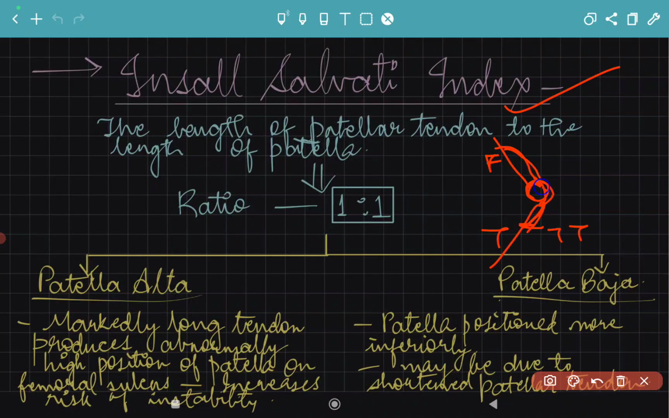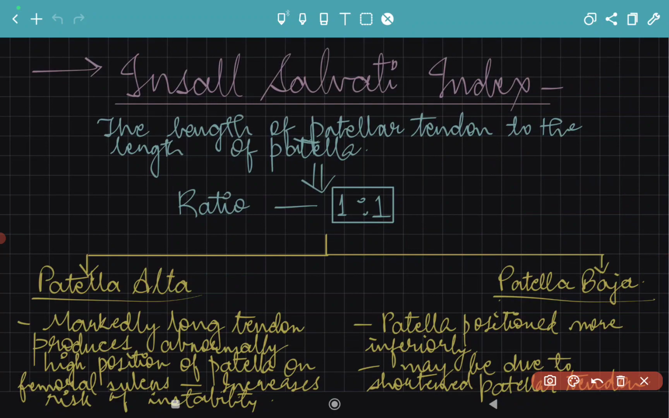Now, the length of the patella and the patellar tendon. The ratio of the length of the patella to the patellar tendon is 1:1 in normal conditions. But what if the length of the patellar tendon is abnormal? If it is increased or reduced, then we can see patella alta and patella baja.